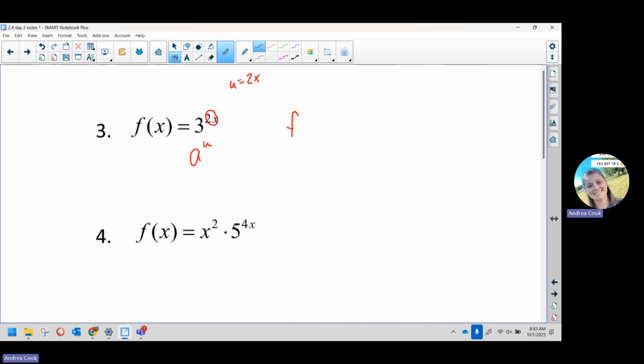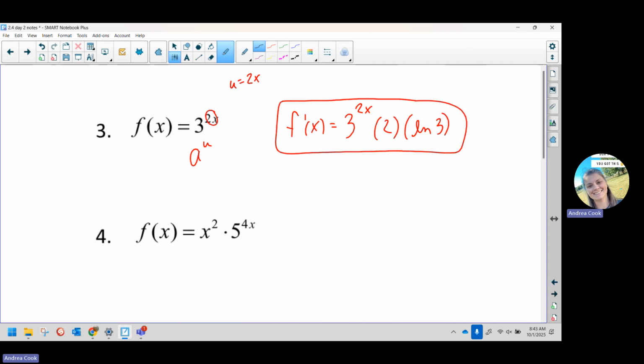So f prime of x goes to a to the u, so just the function itself, times u prime, which is the derivative of the power, and then times ln 3. And then there's really nothing you can do to combine anything there. It's very, very tempting. Do not do 3 times 2 is 6. Don't do that. Because this one has a power, so I can't multiply it by that 2. This is just the answer like that.